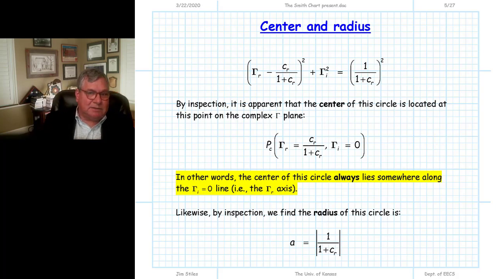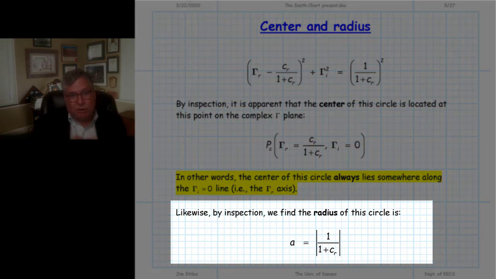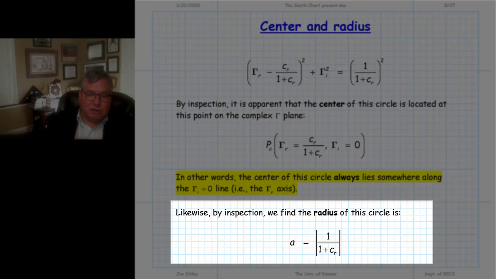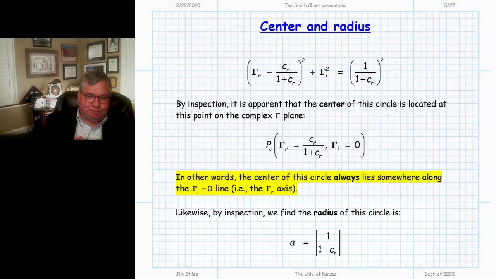Now, what about the radius of this circle? The radius of the circle depends on the value of CR, the resistance of our original vertical contour on the normalized impedance plane. Notice that the expression for radius has the magnitude or absolute value of a result, and this makes sense because the radius of a circle must be positive.